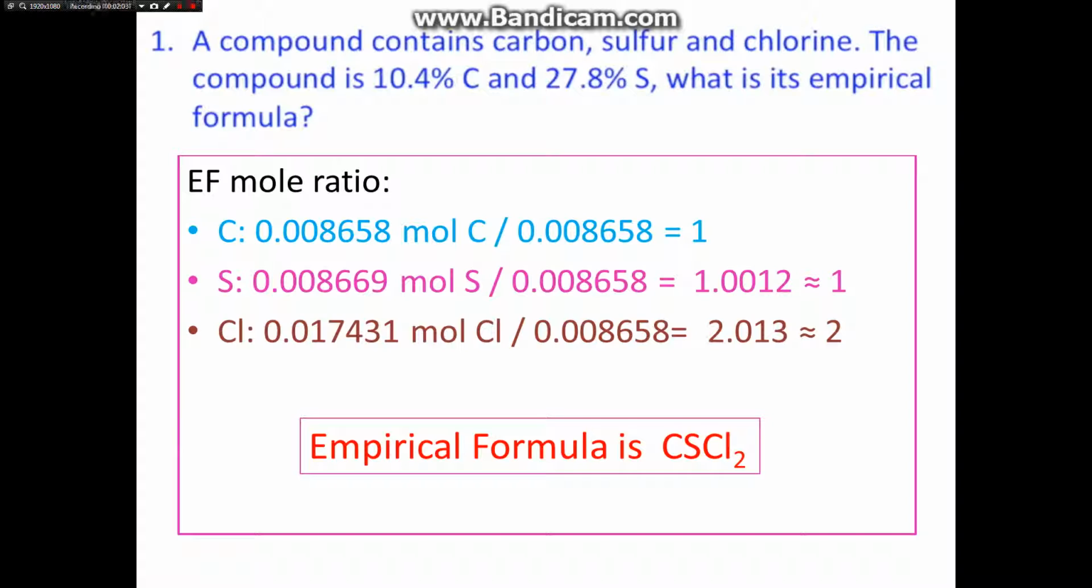Now that you have all the moles of the atoms in this compound, you will divide every atom by the smallest mole value out of all of them, which is 0.008658. For carbon, you'll get 1. For sulfur, you'll get 1. For chlorine, you'll get 2. Your mole ratio is therefore 1 to 1 to 2. You use that mole ratio for the formula CSCl. Plug it in, and your empirical formula is therefore CSCl2.